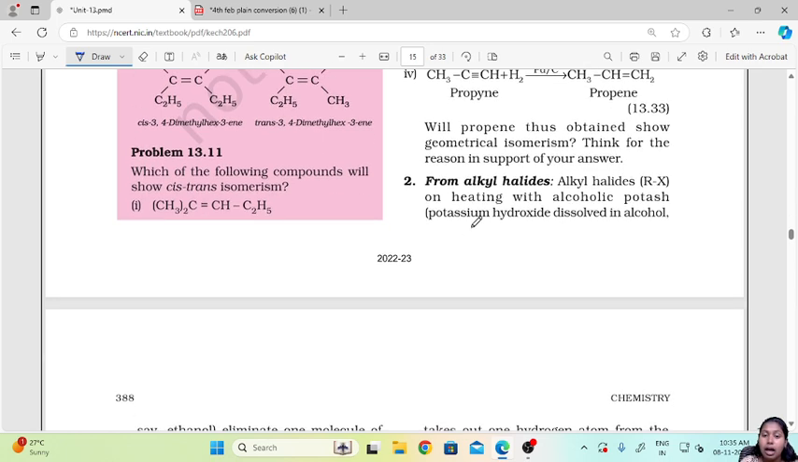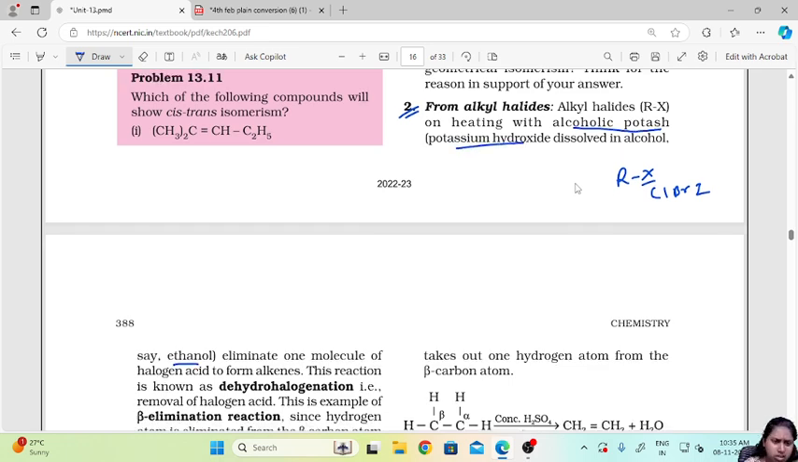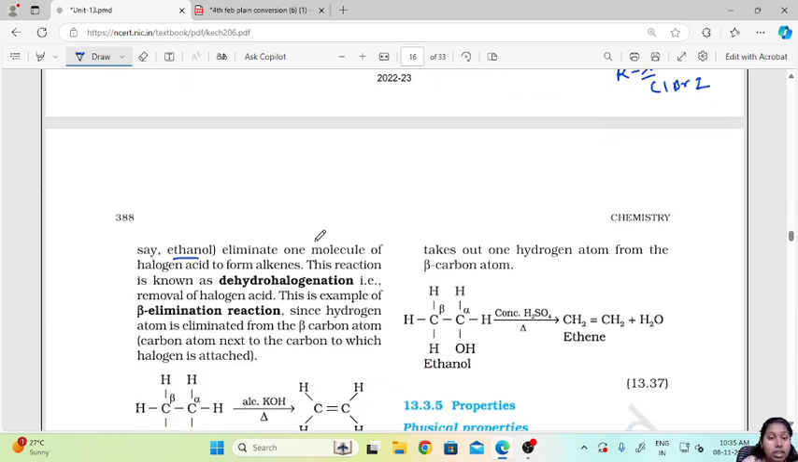Now, from alkyl halides. First we have seen from alkynes, now from alkyl halides. Alkyl halides means your RX, where X can be Cl, Br, I, anything. Now alkyl halides, when you heat them with alcoholic potash, alcoholic potash means potassium hydroxide dissolved in alcohol, say ethanol or methanol, eliminate one molecule of halogen acid to form alkenes.